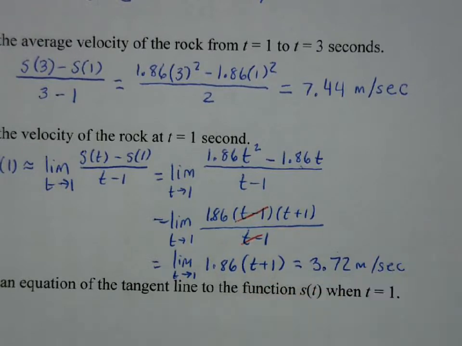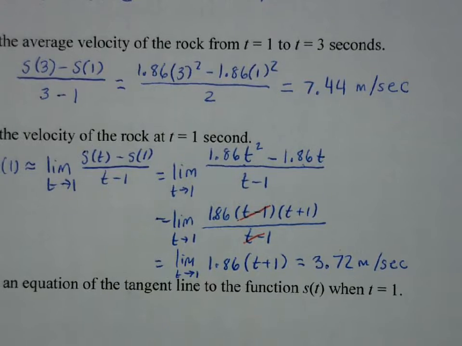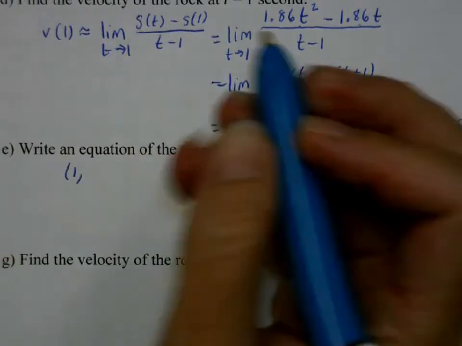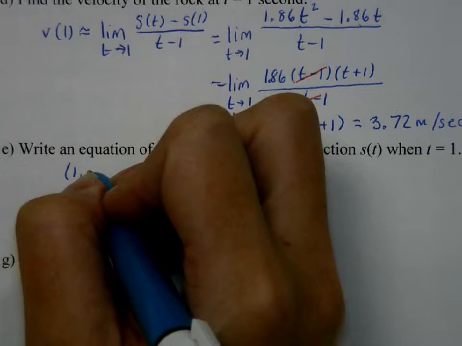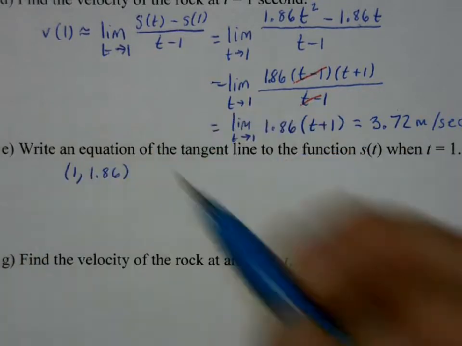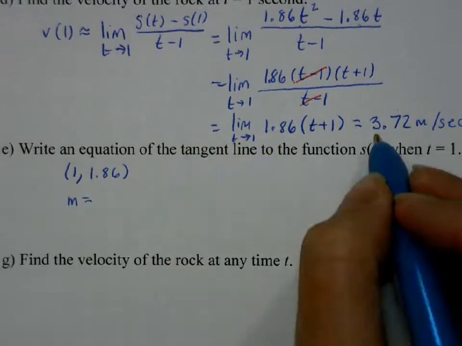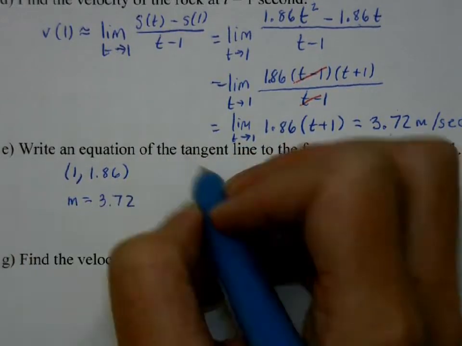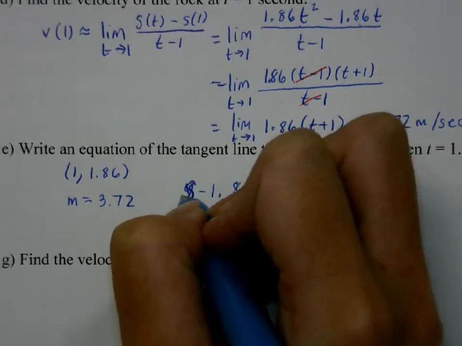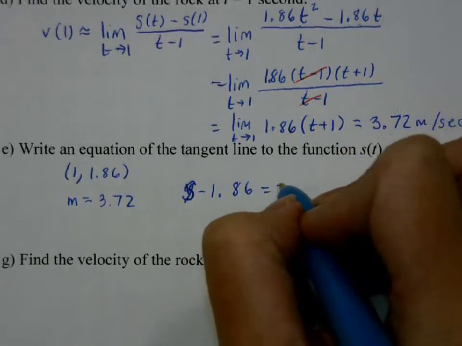Okay, the tangent line. Anytime we're doing a tangent line, you need two things. You need the point and you need the slope. So my point is when t is 1, my position is 1.86, and then my slope we just found was 3.72. So we're going to have s minus 1.86 is equal to 3.72 times t minus 1. So we've got our slope, we've got our position.